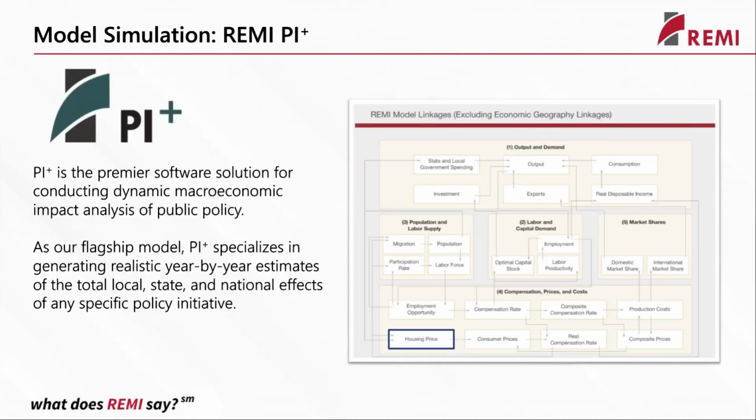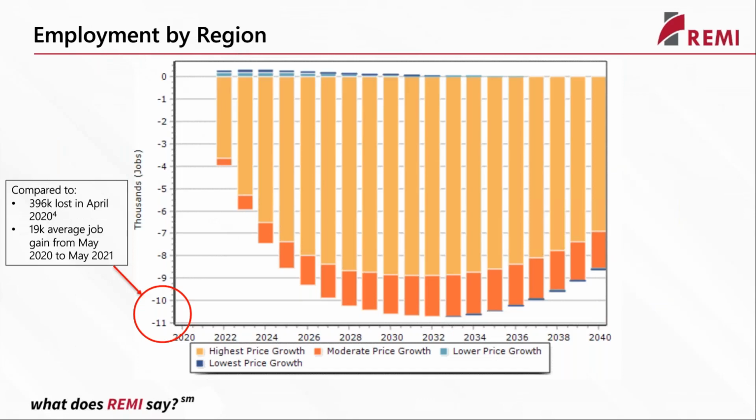Okay. All right. So these are all graphs that I pulled from the model itself. First, let's take a look at employment by region. We have these 4 categories: the highest priced growth counties, moderate, lower, and lowest. You can see statewide, all combined, we're expecting employment to be about 10,000 jobs below the baseline by the middle of this time period, by about 2030, between 2030 and 2034.